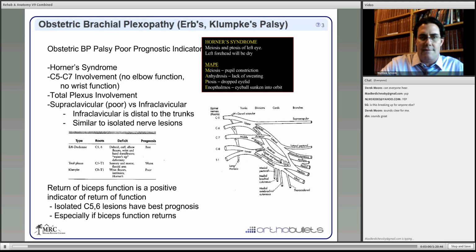Obviously, patients that have total plexus involvement are not going to do well. And the other group that falls into that is supraclavicular versus the infraclavicular. The way to remember that is that the infraclavicular is essentially distal to the trunks, and so it's treated more like isolated nerve lesions, whereas supraclavicular involves things like the branches C3, 4, and 5 going to the phrenic nerve, etc. And then also remember that Erb's palsies or isolated C5, C6 lesions tend to do much better. When you have a Klumpke palsy or a C8-T1 palsy, those tend to do poorly long term.